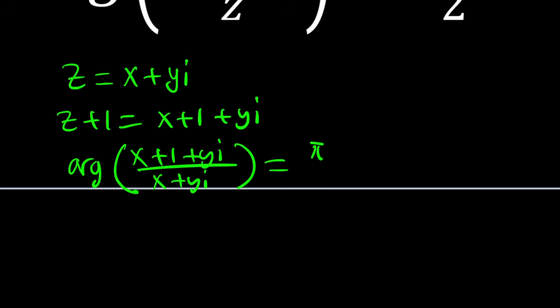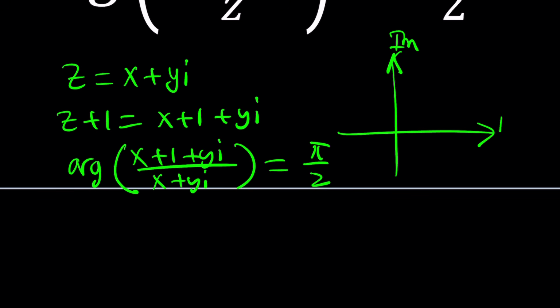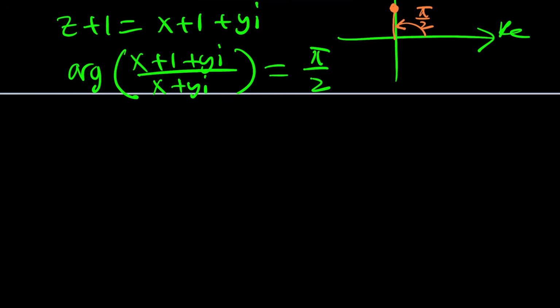pi over 2. Now, what does it mean for a complex number to have an argument of pi over 2? If you think about the complex plane, or the Argand plane, where we have the imaginary axis here and the real axis here, pi over 2 means that our number is purely imaginary, right? So it's located somewhere here. So that's going to be our argument. We don't know anything about the absolute value and we don't care. The only thing that matters in this case is the relationship between x and y. So let's go ahead and simplify this a little bit.